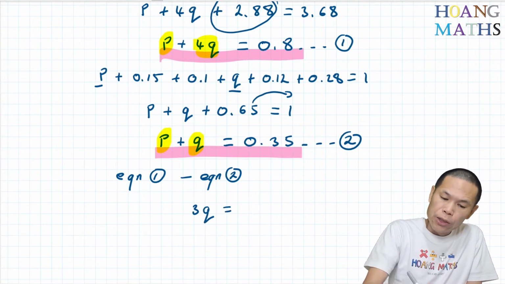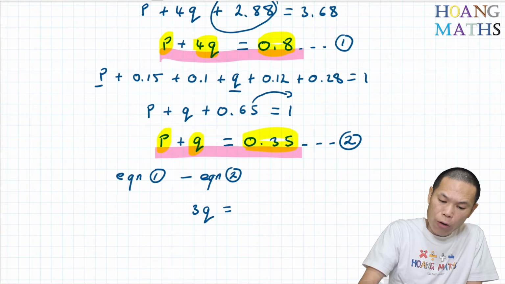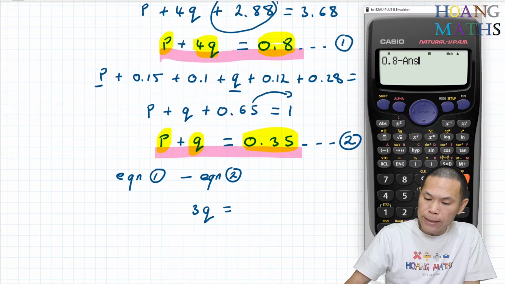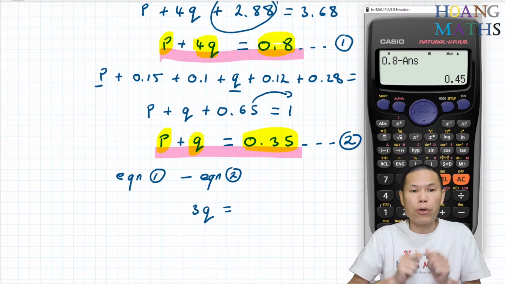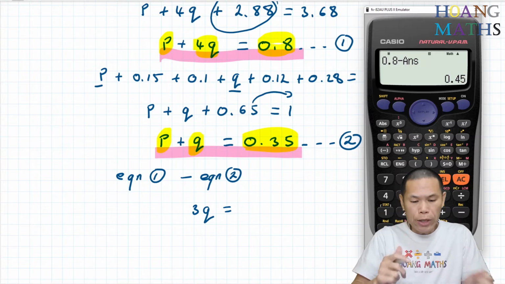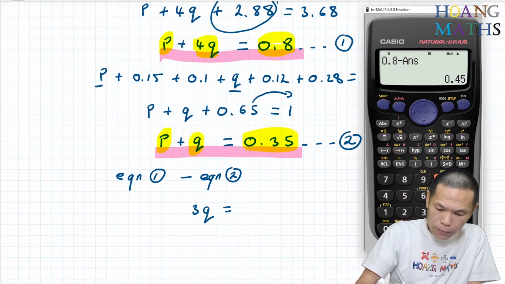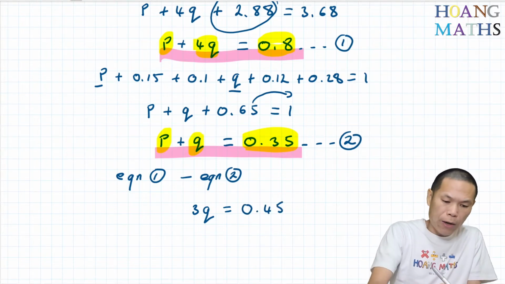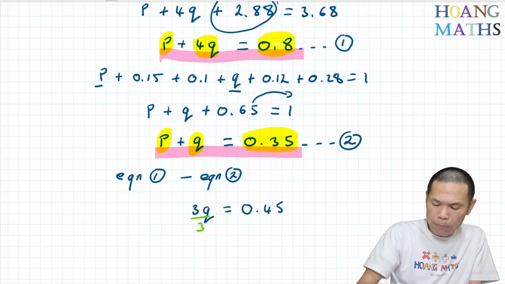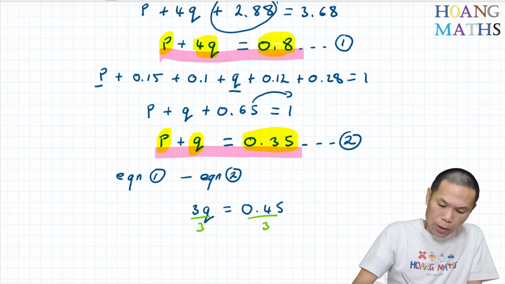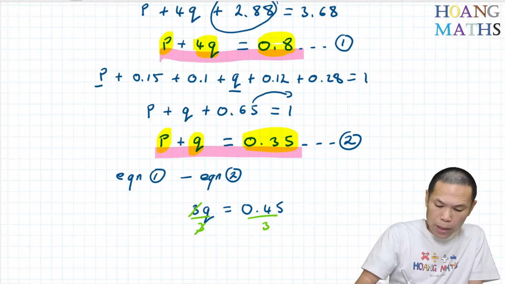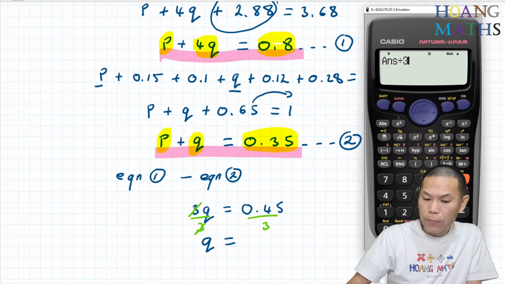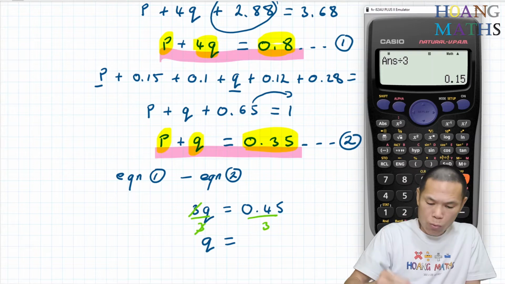And we have 0.8 minus 0.35. That gives me 0.45. Now I just divide by 3 on both sides, so that cancels this out. So Q is equal to 0.45 divided by 3. So there you go, 0.15.